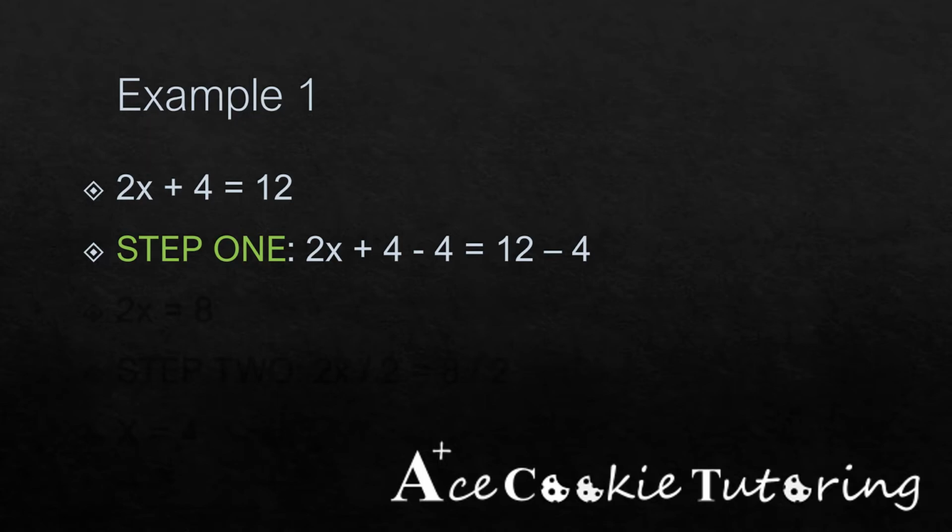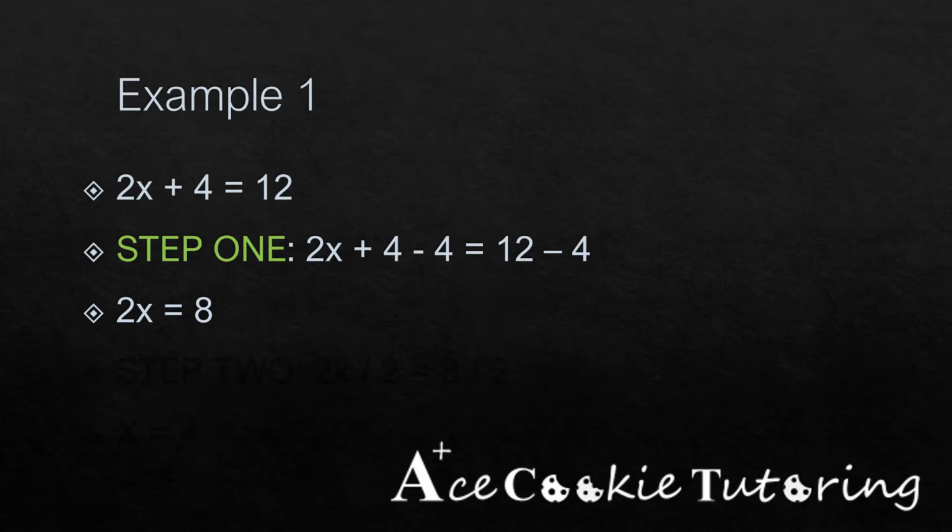For my first step, which is going to be in green on the next slide, I'm going to have 2x plus 4, and then I'm going to subtract 4 from the left side of the equal sign and subtract 4 from the right side of the equal sign. Once I do that, I now have 2x equals 8. So I have done one step. Now you have to ask yourself, are we done? If the x is by itself, then yes, we would be done. But the x is still attached to that 2 by multiplication, so we're not done.